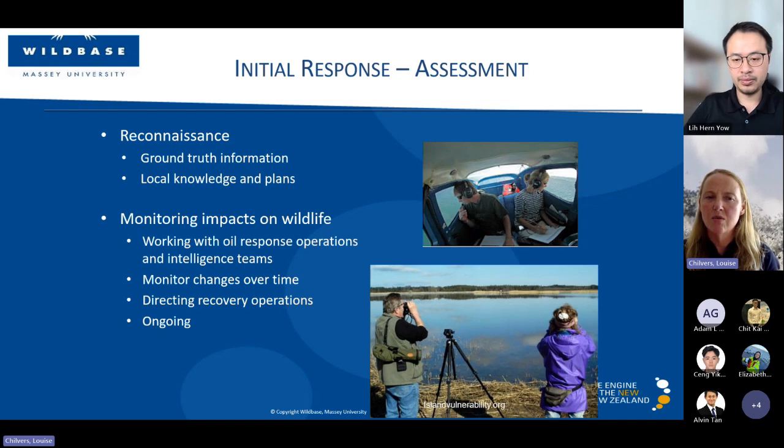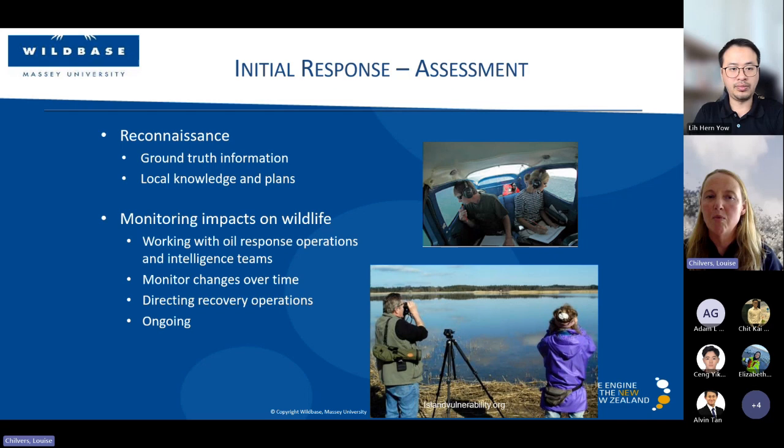Part of this process is also starting the monitoring process. And throughout the entire oiled wildlife response, from the very beginning, from reconnaissance all the way to the end, monitoring never stops. It is a continuous process in an oiled wildlife response.